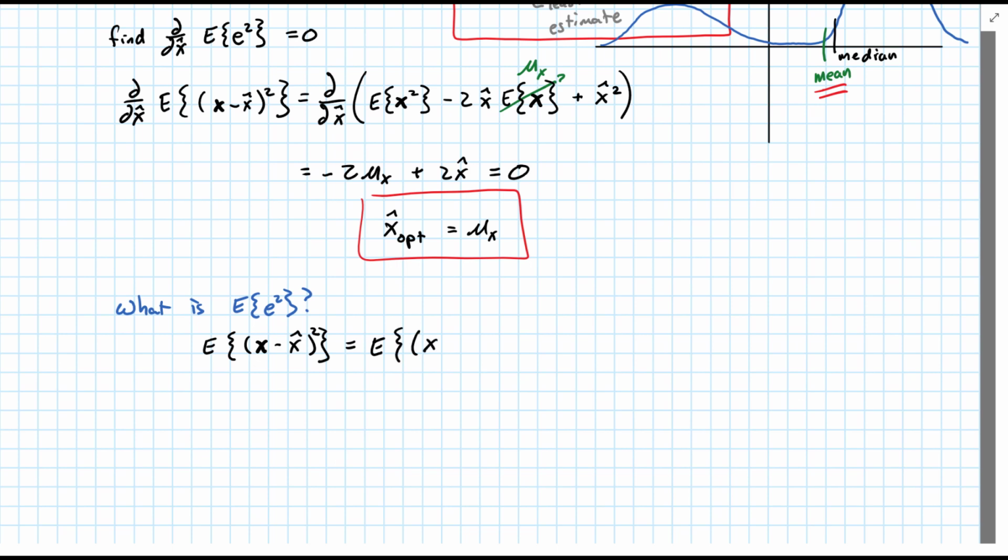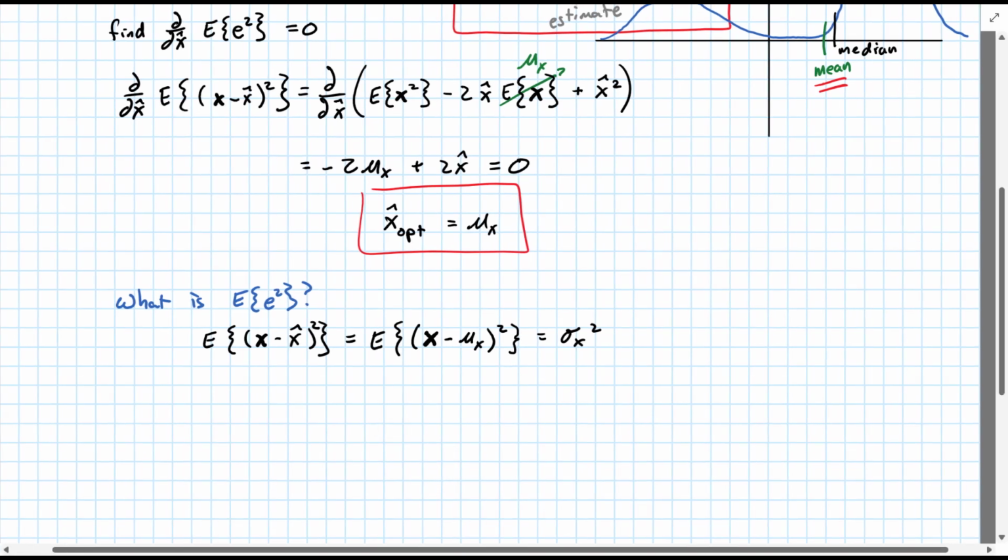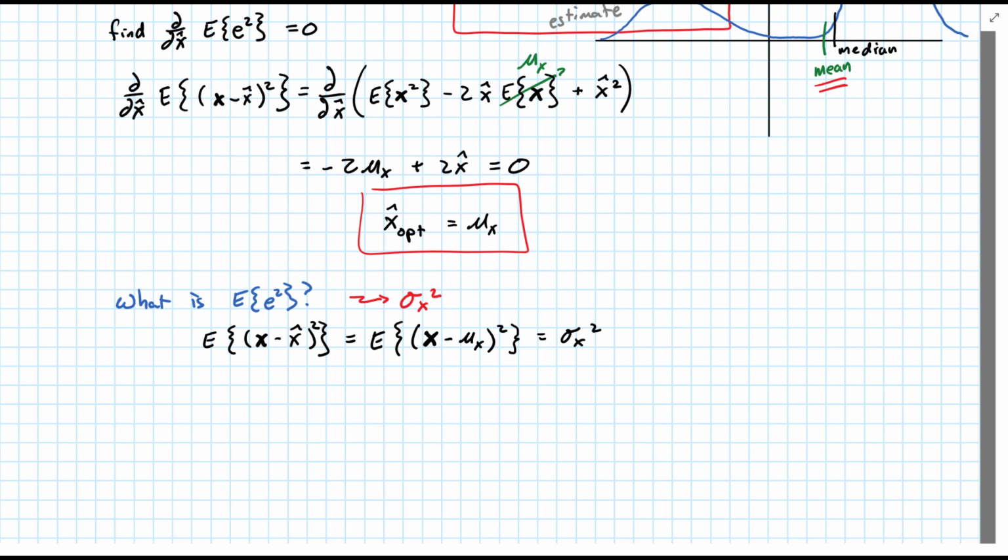But we have the expected value of our random variable x minus the mean of x squared, and we've got a name for that quantity. That is the variance of x. So let's just put that right here. Sigma x squared. So the variance of a random process is a measure of its power.